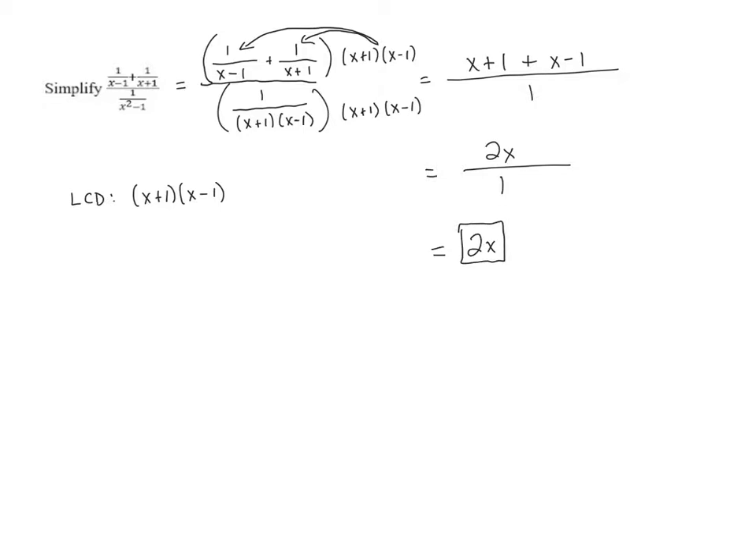So this whole complicated rational expression with fractions inside of fractions and binomials in the denominators, when we go through and do all of the simplification, in the end, this simplifies to just 2x, and this is a really good reason why we simplify expressions. It's always easier to deal with 2x than it is to deal with 1 over x minus 1 plus 1 over x plus 1, all over 1 over x squared minus 1.